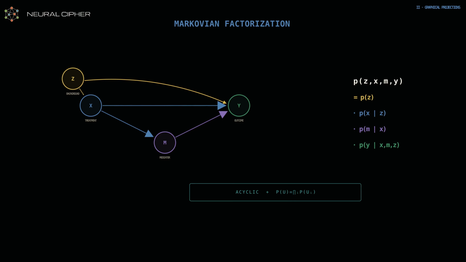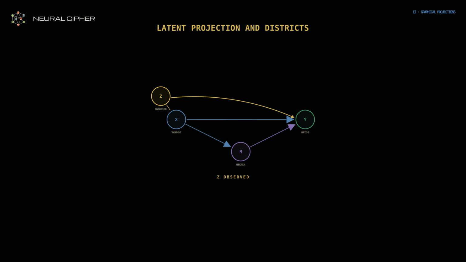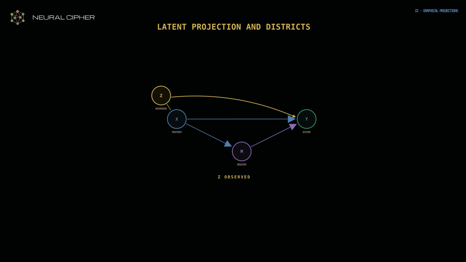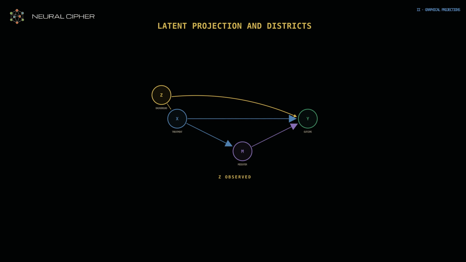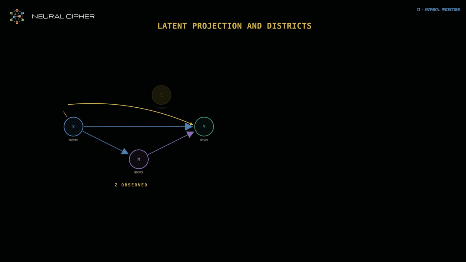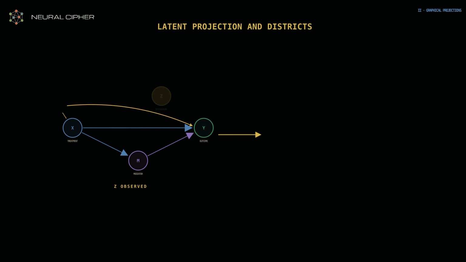acyclic graphs. If z is unobserved and marginalized, its common influence on x and y is represented in the latent projection by a bidirected edge between x and y. The observed graph is then an acyclic directed mixed graph. Directed edges encode observed ancestral causal routes that survive projection. Bidirected edges encode latent common cause routes.